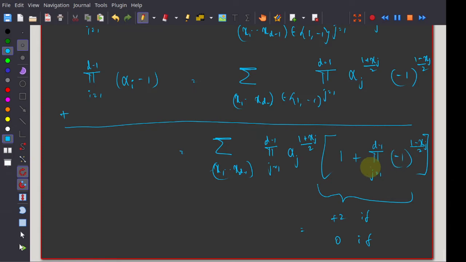So fine, let us take this. If an odd number of these are equal to minus 1, then it is equal to 0, right? But when can an odd number of these be equal to minus 1? What can you say about the xj's? So what should xj be for this to be equal to minus 1?